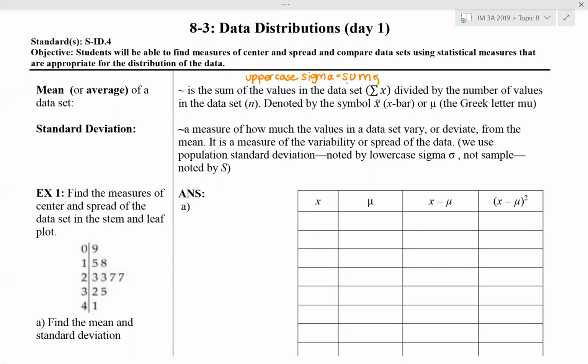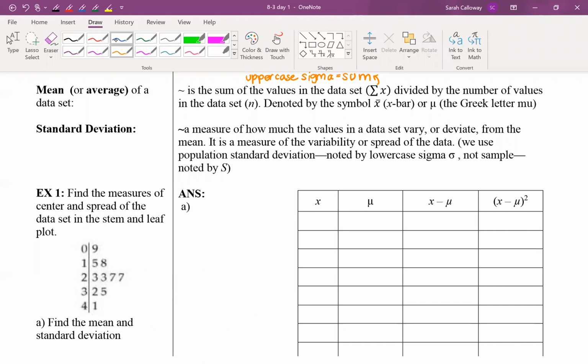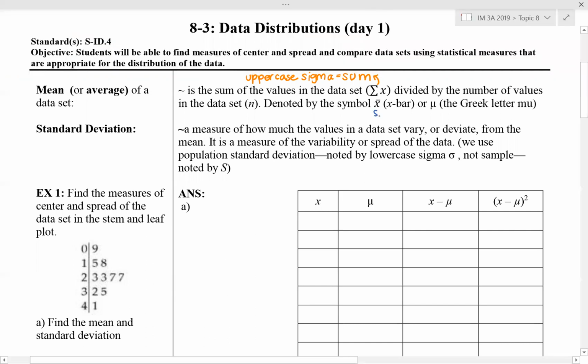And there's two ways that they note that symbol. So x bar is used for the sample mean, and mu, the Greek letter, is used for the population mean.